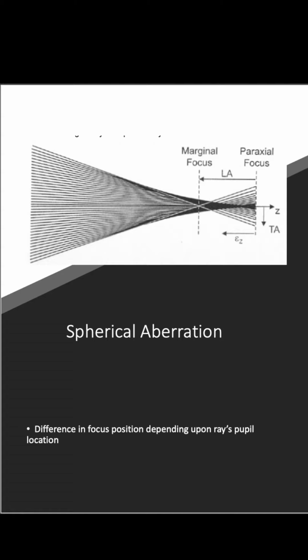So spherical aberration is one of the most important aberrations to correct for because it exists for all field points. It manifests as a difference in focus position depending upon the pupil location of the ray's origin.